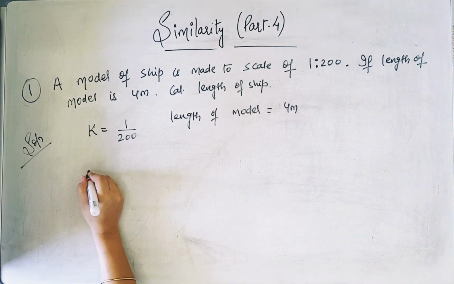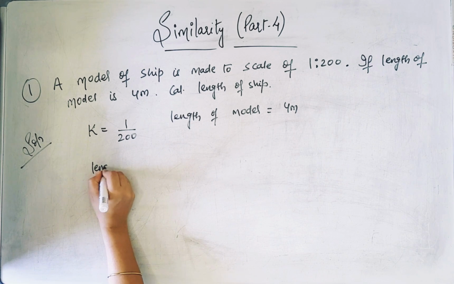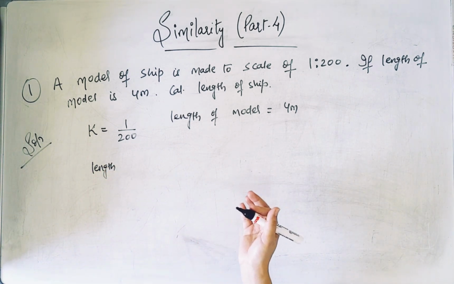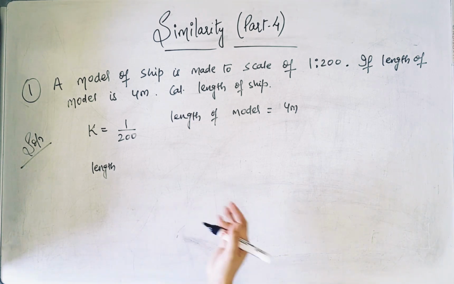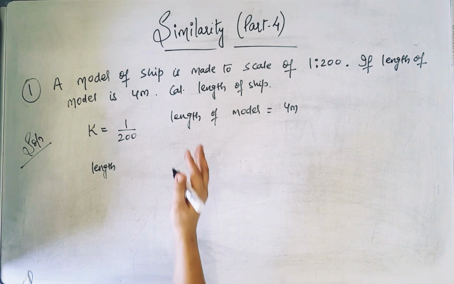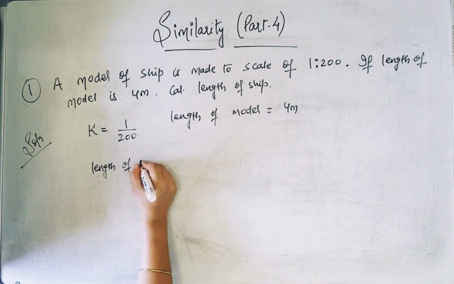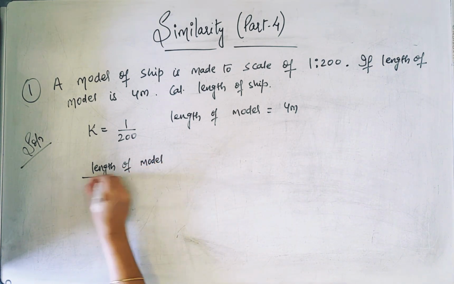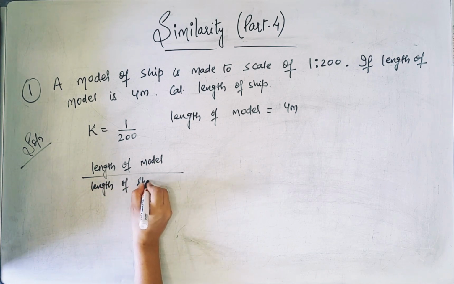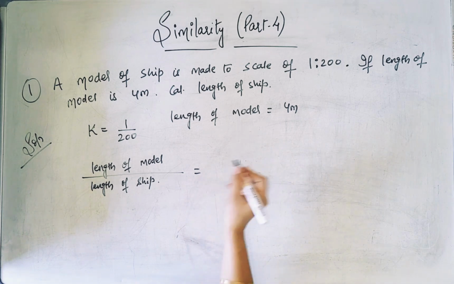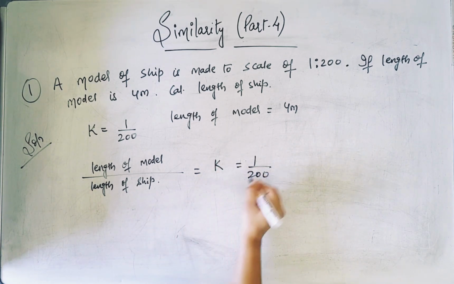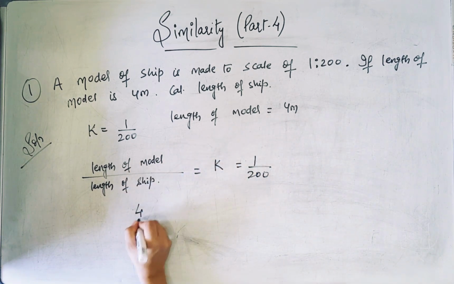Now we know the formula. Length of ship we have to calculate. Length of figure, हमने कहा था, figure का मतलब होता है whatever is being asked in the question, it is ship, it is bottle, it is carom board, it is anything, whatever is being asked in the question, that will be the figure. So our formula is length of model by length of ship. If they are asking a question related to length, the scale factor is K and it is 1/200. Length of model is already given.